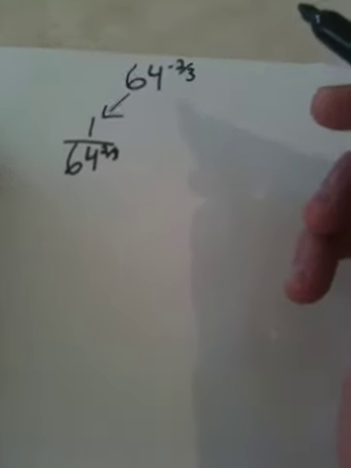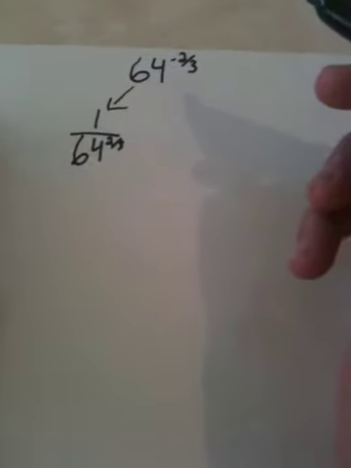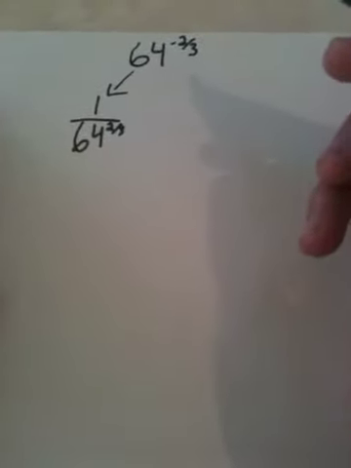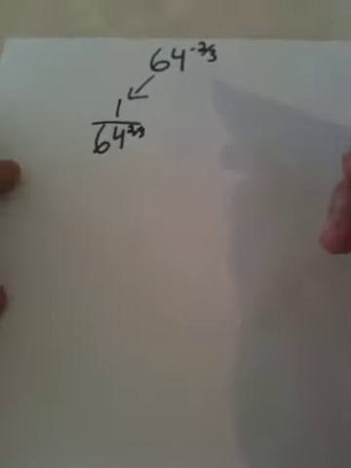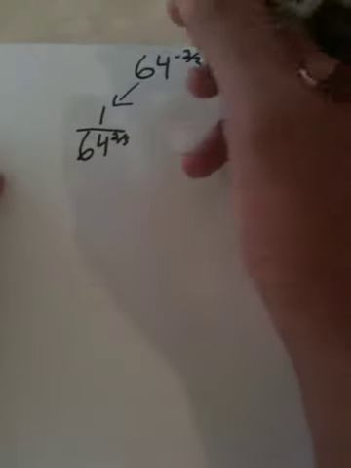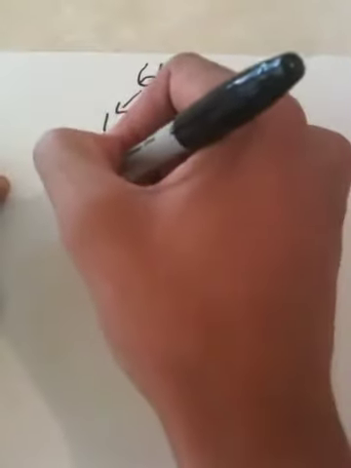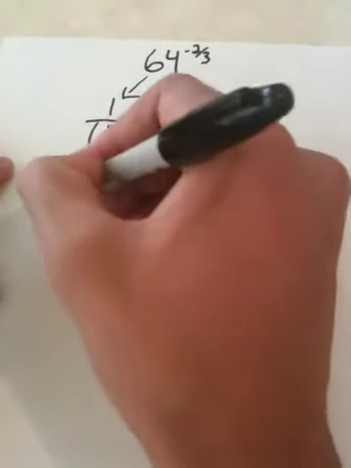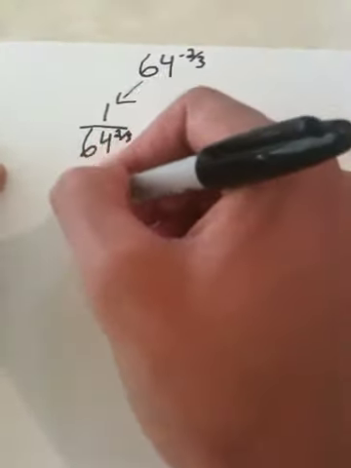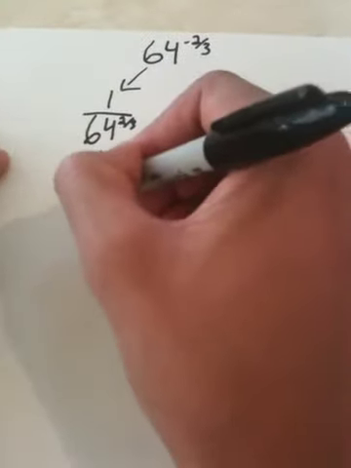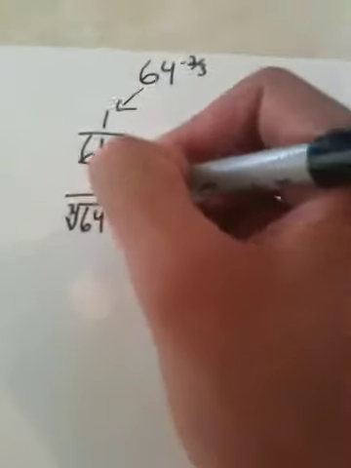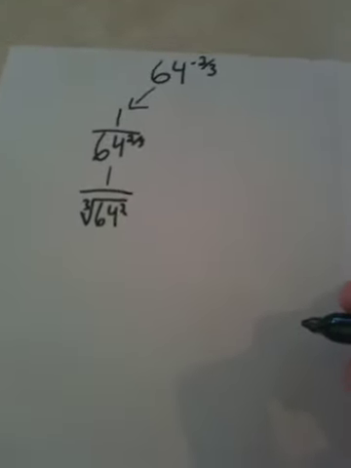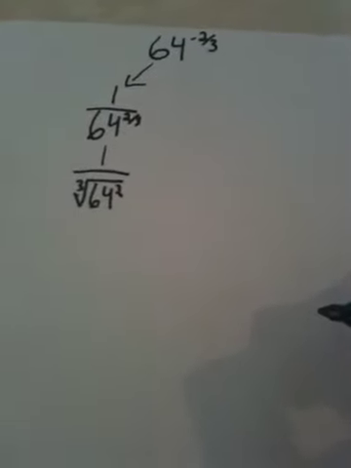Now, you change the 2/3 exponent into a radical. Because 3 is in the denominator, it becomes the index, and the 2 in the numerator becomes part of the radicand. This then becomes 1 over the third root of 64 squared.